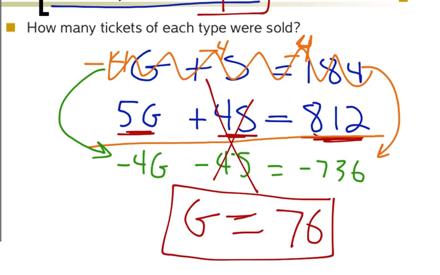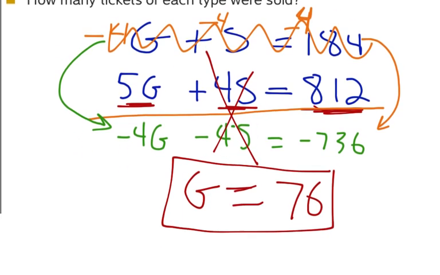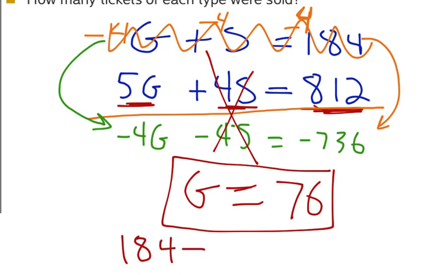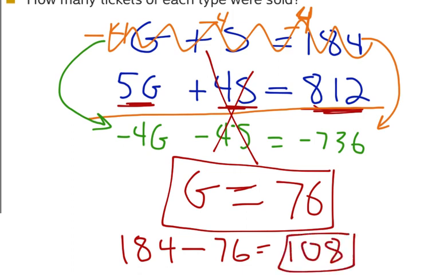Okay? Well, if I know that there were 76 general tickets sold, to get the student, all I have to do is realize, again, there's 184 total. So to get students, I just got to take my 184 and subtract my 76. And if I do that, I'll find that there's 108 student tickets that were sold. Okay?